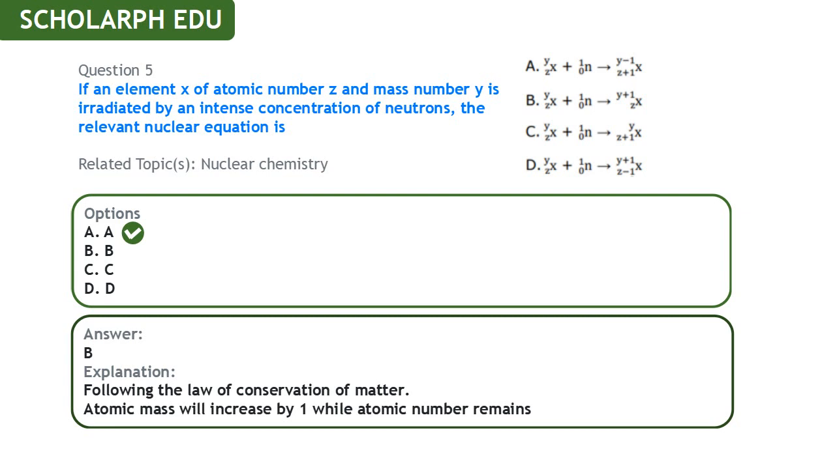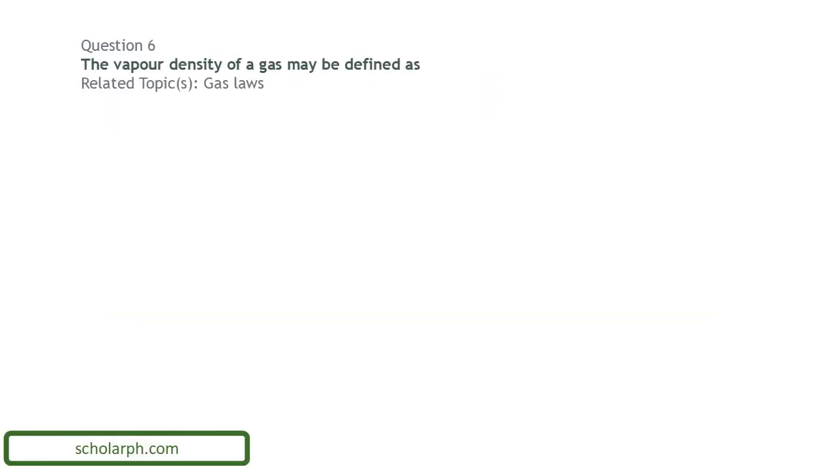But if you look at the other one, it is not so. Y plus 1 is not equal to Y, Z plus 0 is not equal to Z plus 1, and you find the same thing in the other ones as well. Here, Y plus 1 becomes Y minus 1, which is wrong. Z plus 0 should be Z, not Z plus 1. And here Z plus 0 should be Z, not Z minus 1. So this is the correct answer here. This is a balanced equation for that reaction between the element X and the neutron.